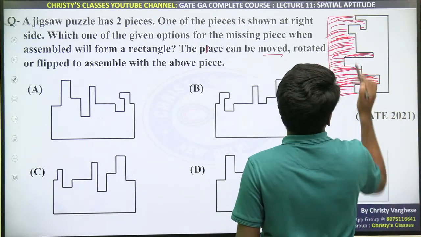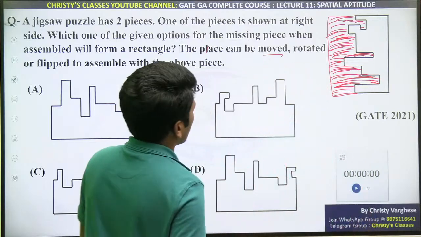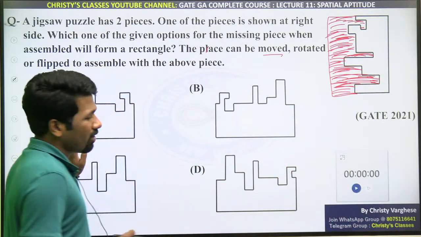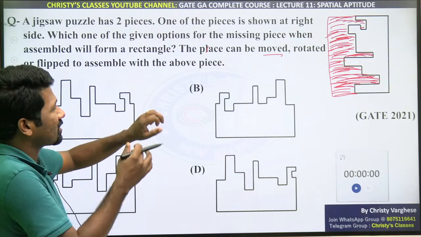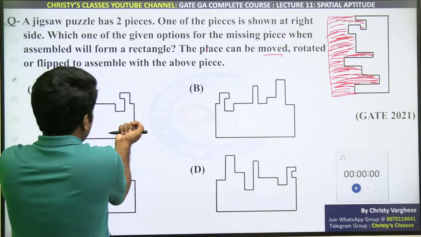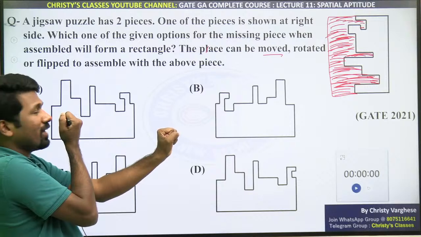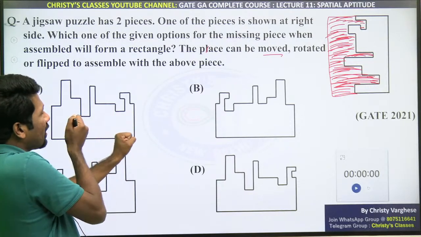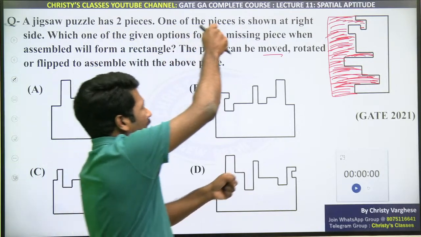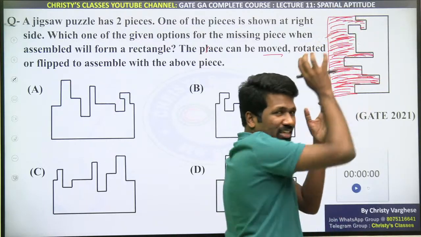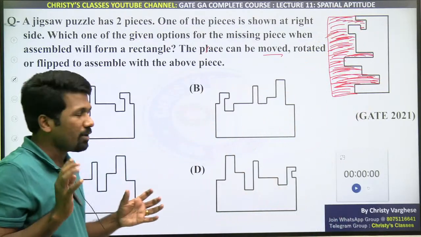Ye picture, kaunsa option hai? But as I told, they will not straightforwardly give the image exactly like that. Look at this. This image, I am turning it like this. Turning it like this. And I am keeping it here. Are you able to imagine it properly?